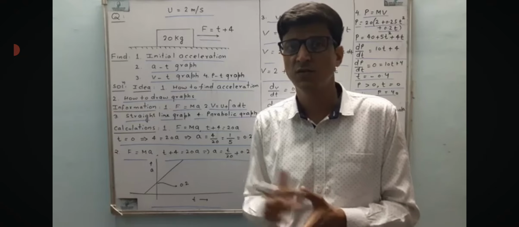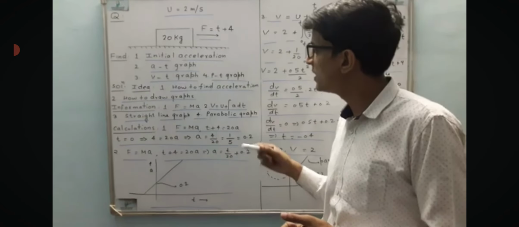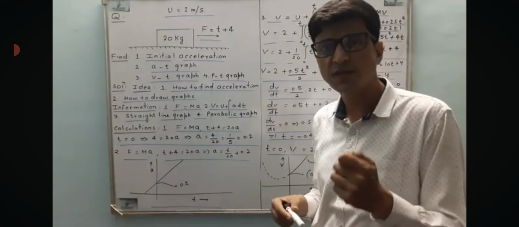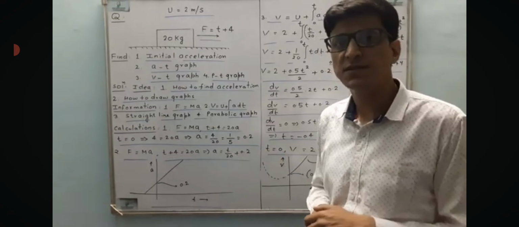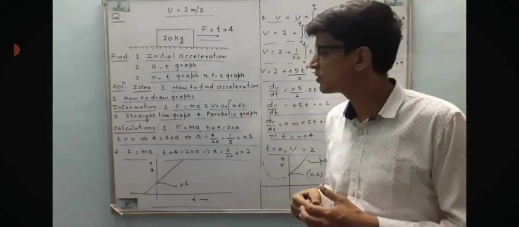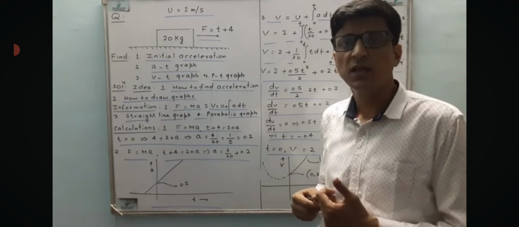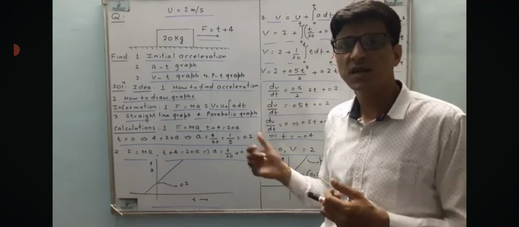So let's start with the idea. As the question says, we need to find the acceleration. So the first idea is how to find acceleration. The second is we need to draw the graphs, so we need to know how the graphs are being drawn. These are the basic ideas behind solving this question.